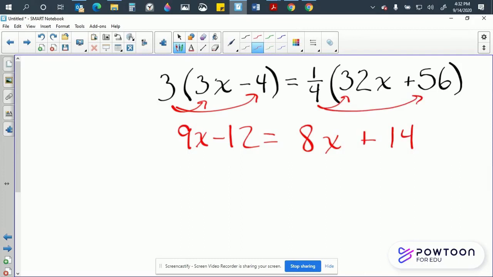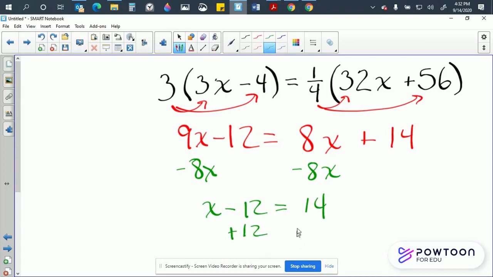Now I can move my x's together, and we can subtract 8x from both sides. So that way we have 1x, or we can write just x in that case, minus 12 equals 14. Add 12 to both sides, and x will equal 26. Now to do our check, when you put 26 in for both of those x's, you should find the check works.